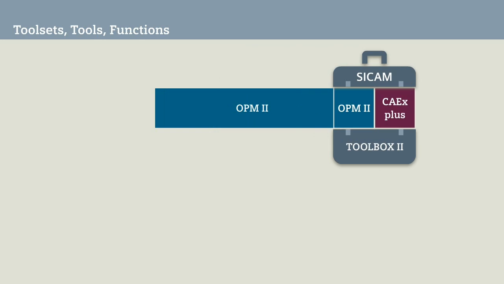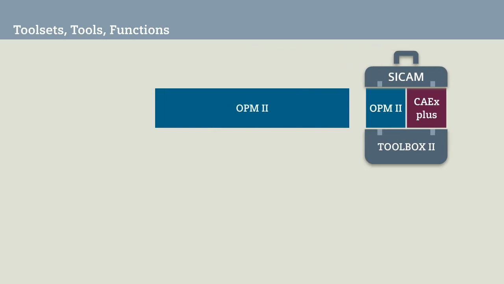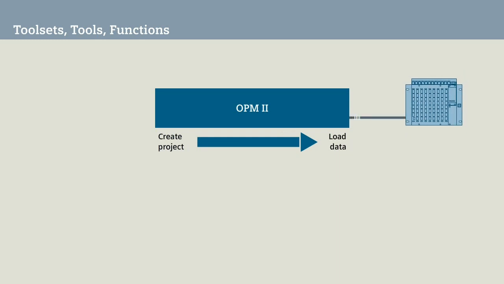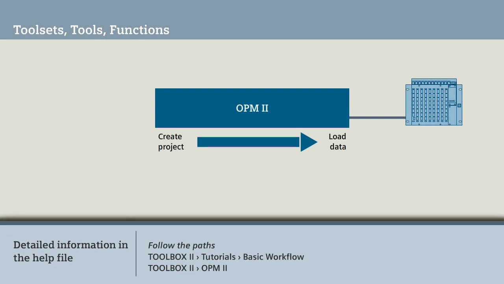The OPM2 Object-Oriented Process Data Manager supports you during the entire engineering process. This begins with the creation of a customer project and ends with the loading of the completely configured data into the automation units, for example, into a SICAM AK. You can learn more about working with the OPM2 in the Basic Workflow section and, of course, in the SICAM Toolbox 2 help file via the displayed path.